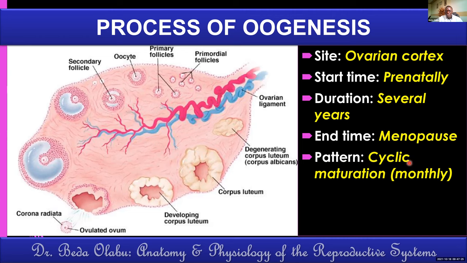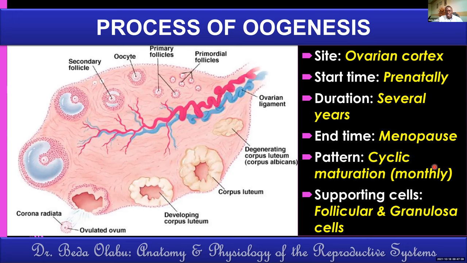We know that the process of forming the oocyte is cyclic. So every month, about 15 to 20 oocytes are recruited to continue in their development, although most of the time, only one will succeed. The oocyte is supported by some cells. The cells that support the developing oocyte are known as the follicular cells and the granulosa cells. We tend to use the term follicular if they are squamous, and the granulosa ones if they are cuboidal, and especially in the stratified context.